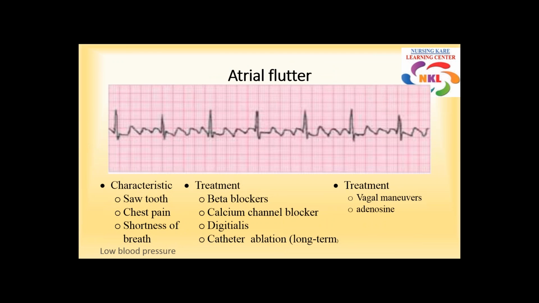They will complain of chest pain and shortness of breath. One of the treatments is a beta blocker. They'll also give a calcium channel blocker, and digoxin, or they'll do something called catheter ablation. What that is, again, is that they'll go in and look at the part of the heart that is beating irregularly and actually remove that part. Sometimes they'll do a vagal maneuver, having the person bear down, or they'll massage the carotid artery, or they'll give adenosine, which is one treatment for atrial flutter.